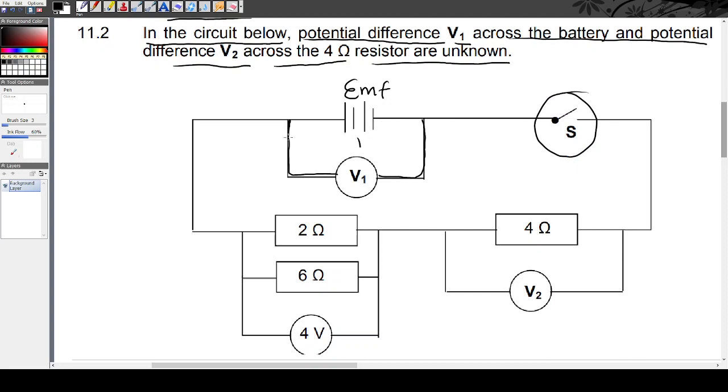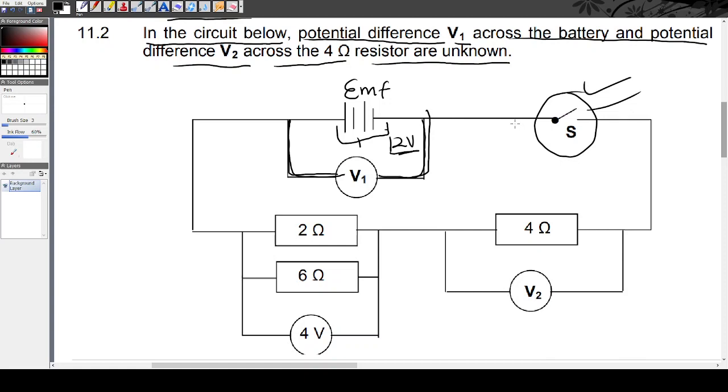So if we place a voltmeter across the battery, we will see a reading of the total voltage that this battery will supply, maybe 12 volts. 12 volts would be the maximum amount of voltage that this battery will supply before it is even connected to the circuit, because it's not connected yet. There's no current. Switch S is open.